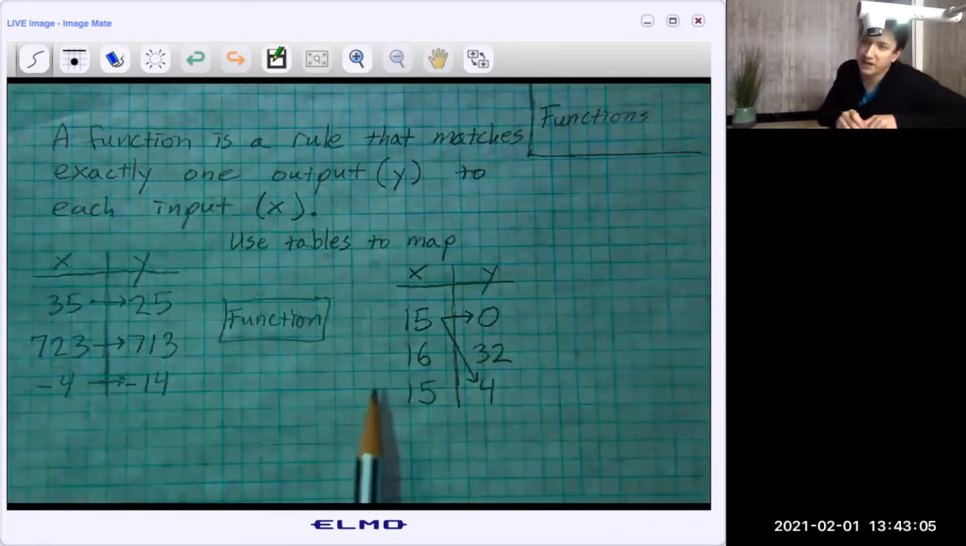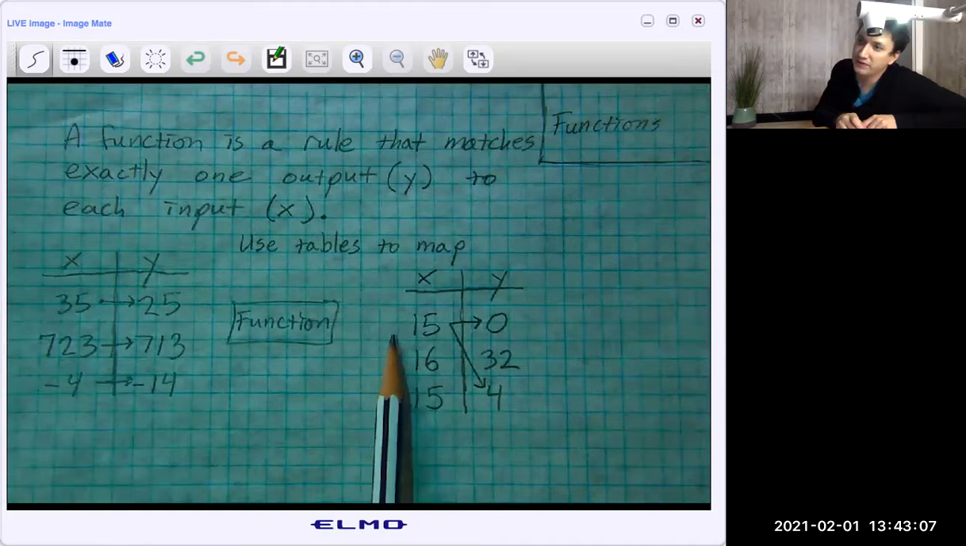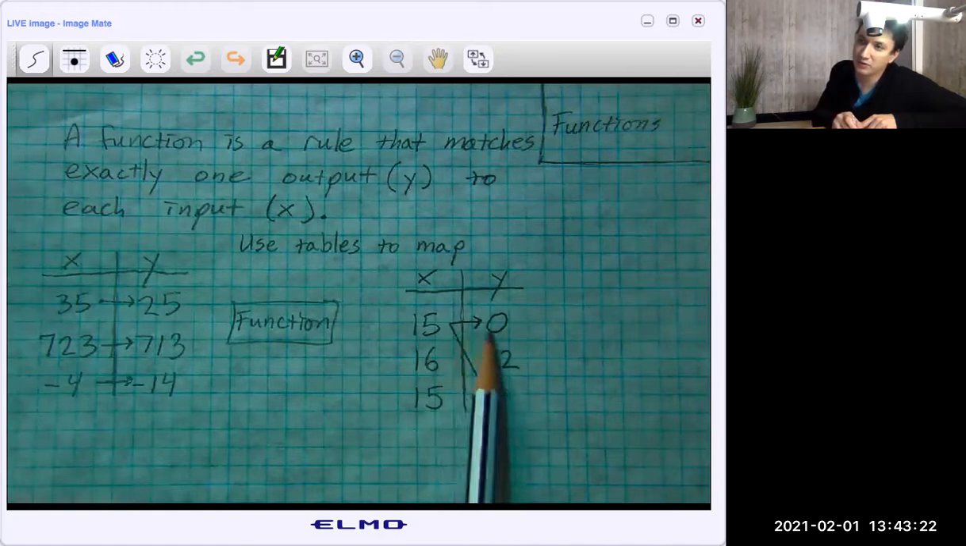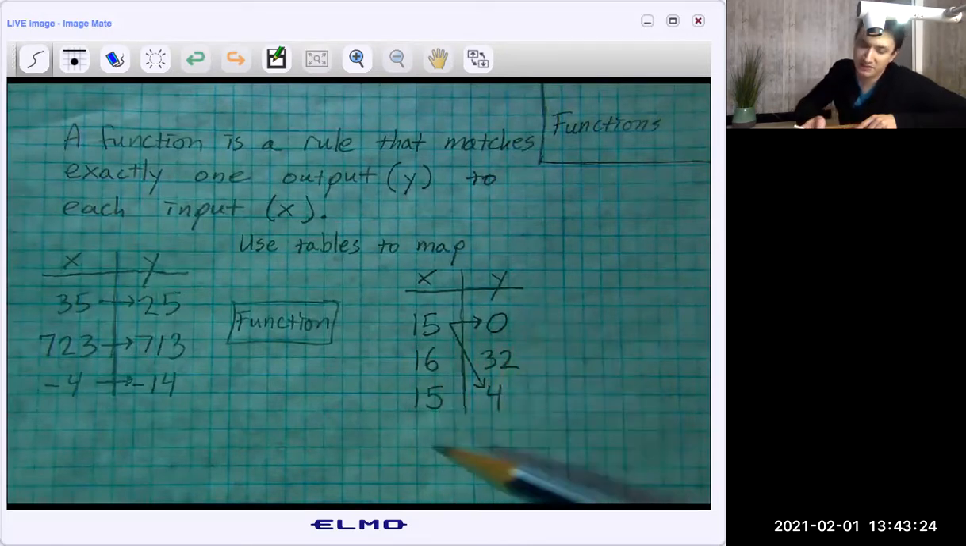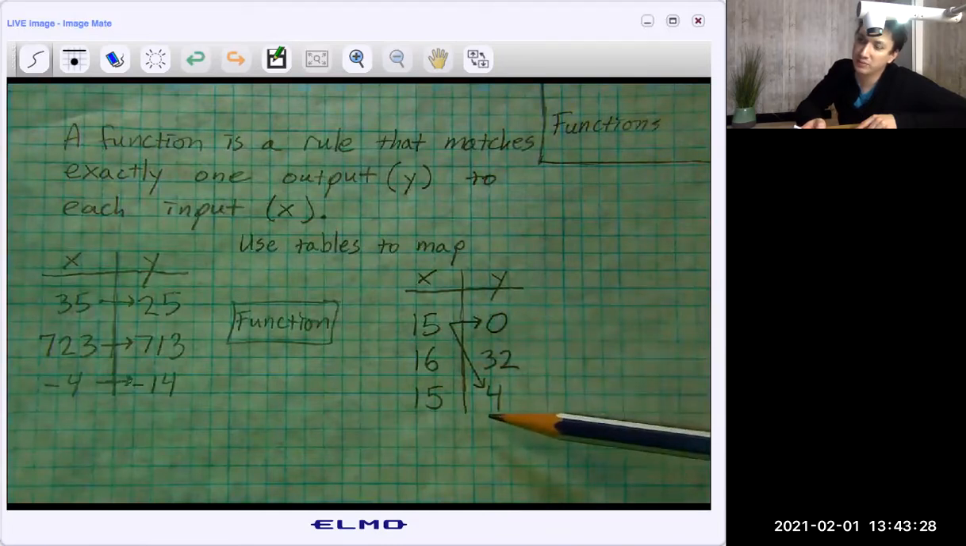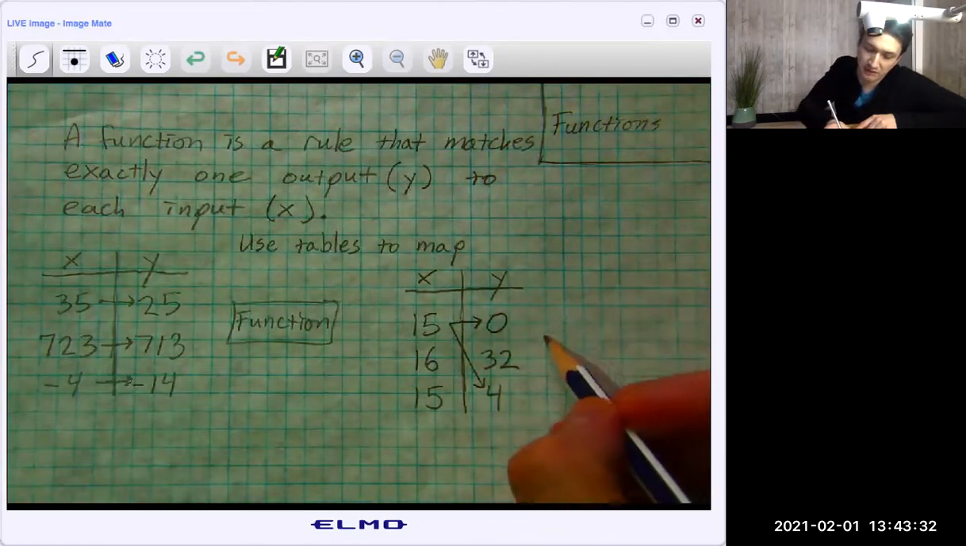That means that this is not predictable. When I put in 15, why did it change? I don't know. Functions don't do that. The 15 should always make a 0. But because it made a 4, because this now has 2 arrows going to 2 different outputs, that means that this input matches 2 outputs. But that's not how functions work. It has to match exactly 1. So this would be not a function.